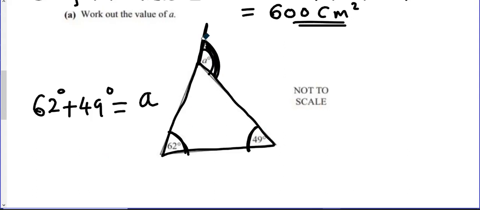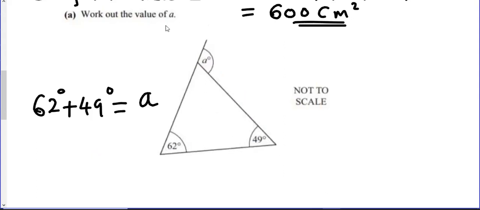So to find the value of angle A, there is a theory which says that the sum of 2 interior angles of a triangle will be equal to the opposite exterior angle. The sum of 2 angles inside a triangle is equal to the size of one angle which is outside of a triangle. So you take 62 plus 49. That answer will be equal to the angle from the outside.